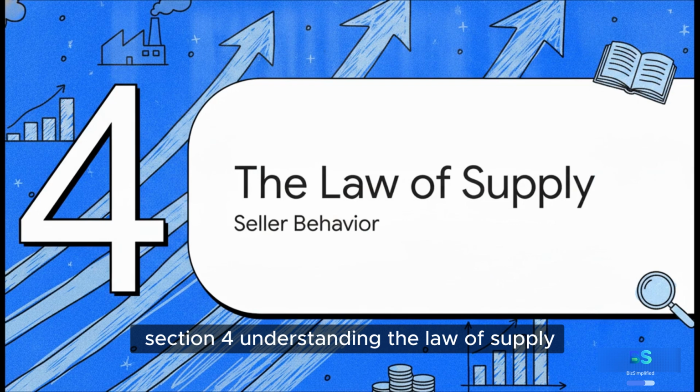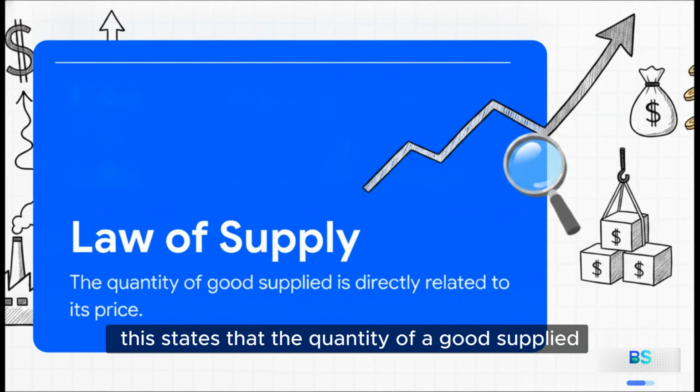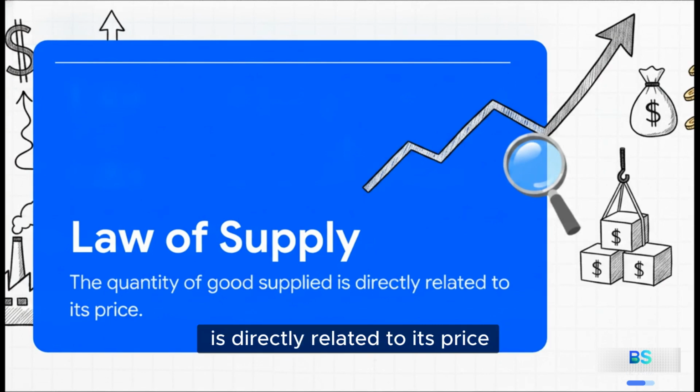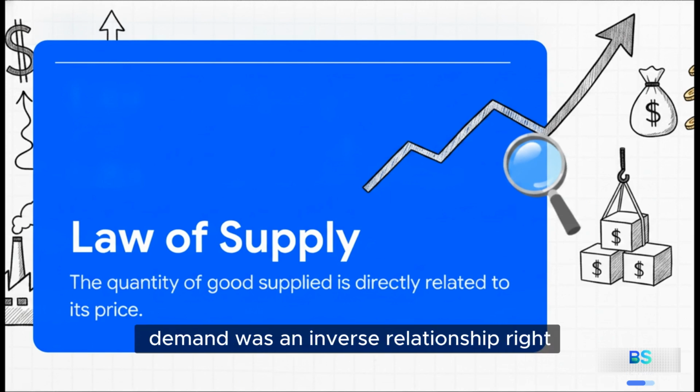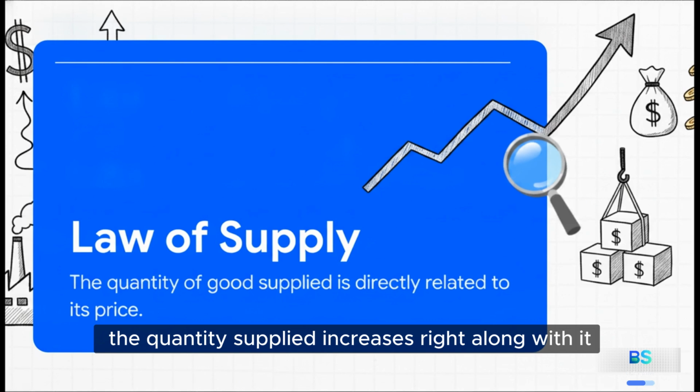Section 4. Understanding the law of supply. The behavior of sellers is governed by the law of supply. This states that the quantity of a good supplied is directly related to its price. Now notice the stark contrast here. Demand was an inverse relationship, right? But supply is a direct relationship. As the price of a good increases, the quantity supplied increases right along with it.